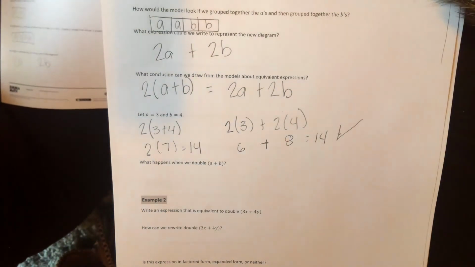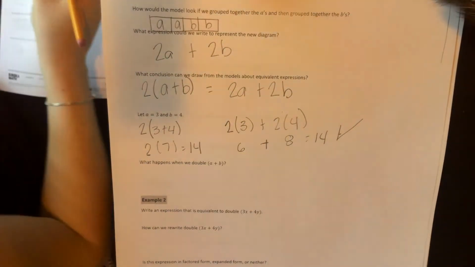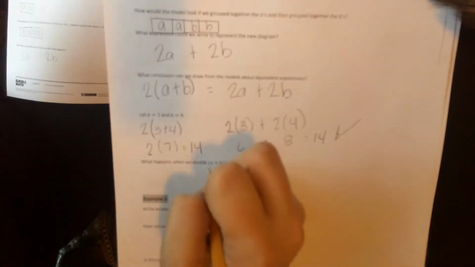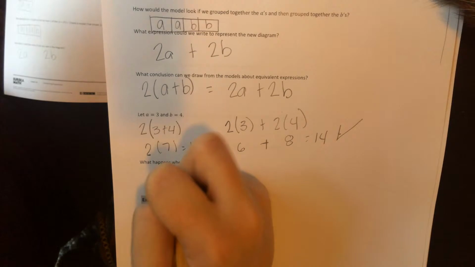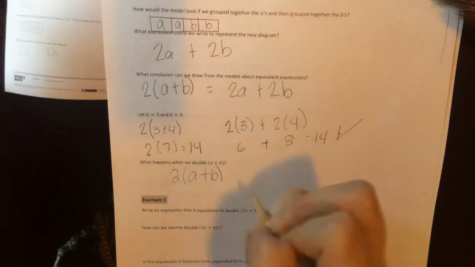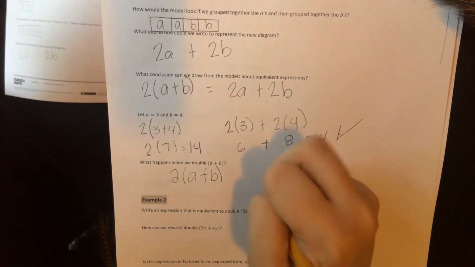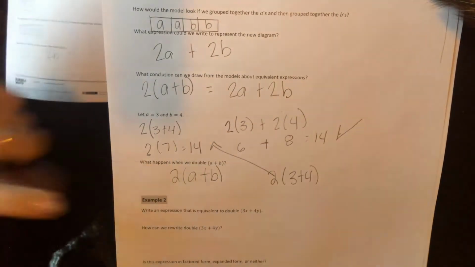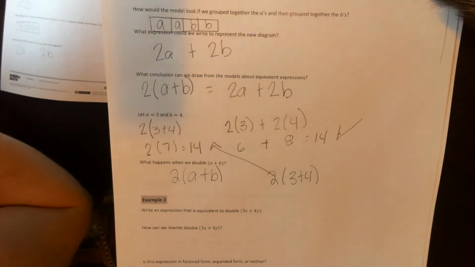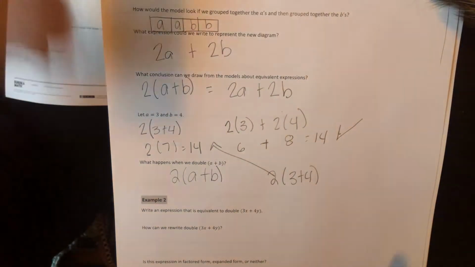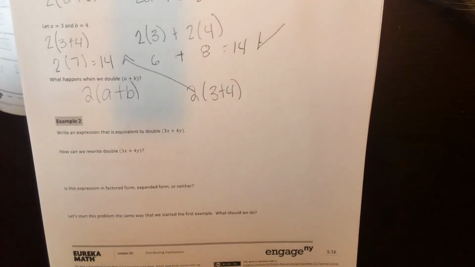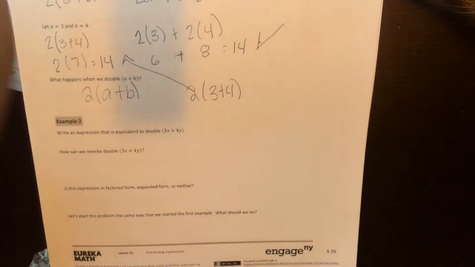Now, what happens when we double A plus B? What does double mean? Double just means multiply by 2. So if we double A plus B, we're going to have 2(A plus B). Or in this case, if we plug in our numbers, we would have 2(3 plus 4), which we already did up there, and it is 14. All right. For example 2, I want you to take about 5 or so minutes and do that with your partner and then come back.